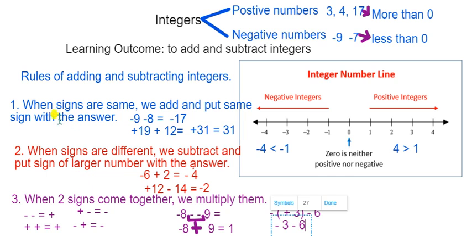Now we have to check the rule. Number 1, when signs are the same, we add. So we will add it and use the same sign with the answer, which is minus. Here we go. I hope you have understood.